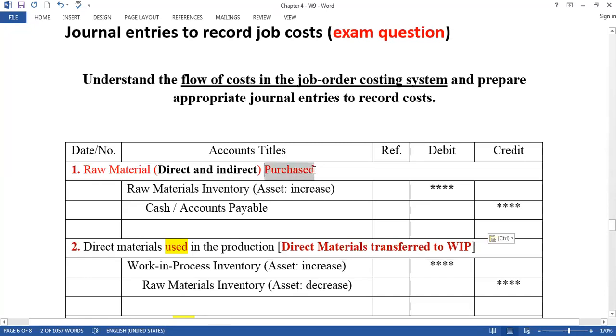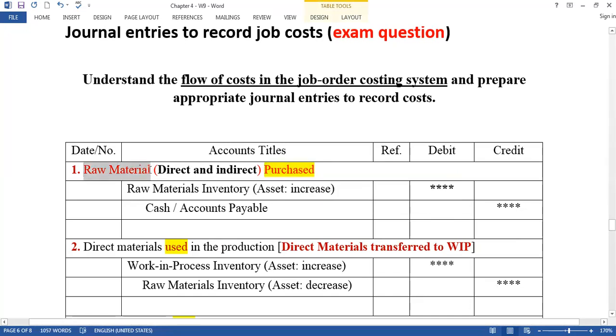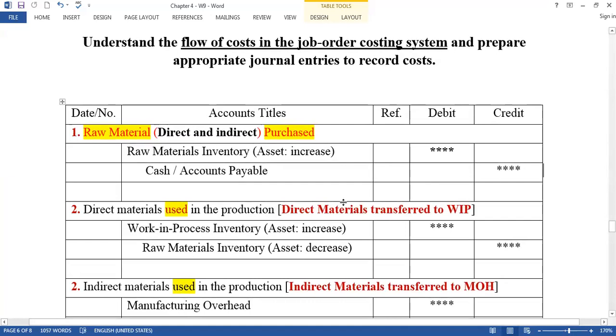Company purchased raw materials. Okay, the question will tell you that this company purchased raw materials. Raw materials include two parts. One is direct raw materials, another is indirect raw materials. So when you buy raw materials, you should remember from your principles of accounting course that inventory is our asset, right? So if you buy inventory, your inventory increases.